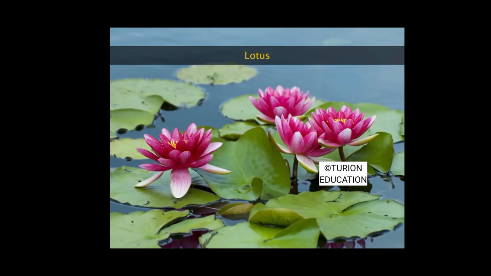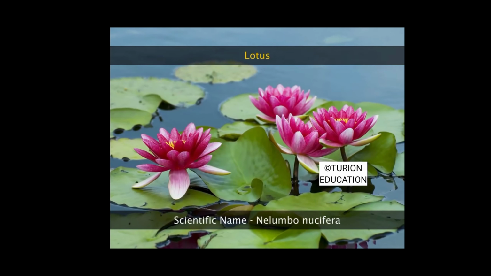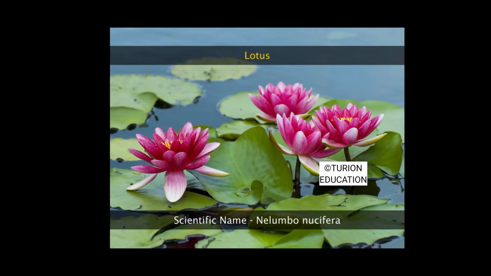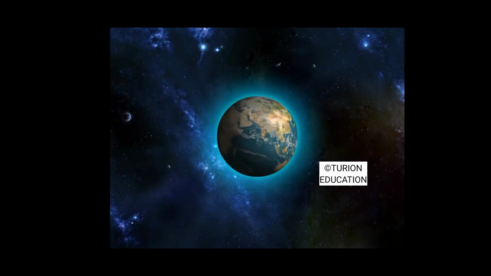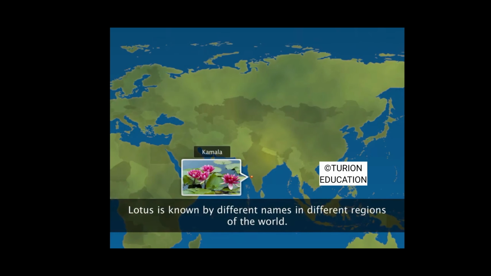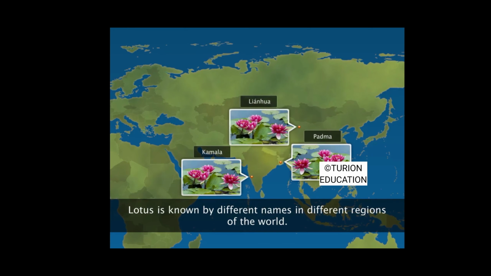Nomenclature is the system of giving scientific names to organisms. But what is the importance of giving scientific names? What we call lotus in English is called Kamala in Kannada, Padma in Bengali, and Lianhua in Chinese.